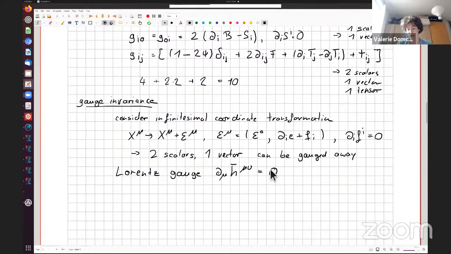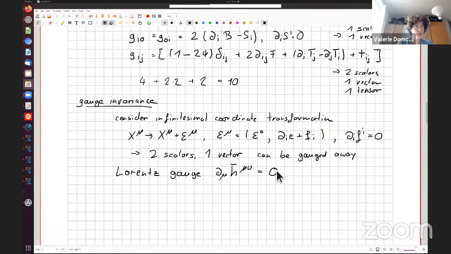So we can impose Lorenz gauge, very similar to electromagnetism. And this is a gauge fixing on essentially the scalar and the vector sector, right? We're not touching the tensor sector. In fact, we can see from here that the tensor sector, so the T_ij up here, is gauge invariant, because this coordinate transformation did not include any tensor degrees of freedom.